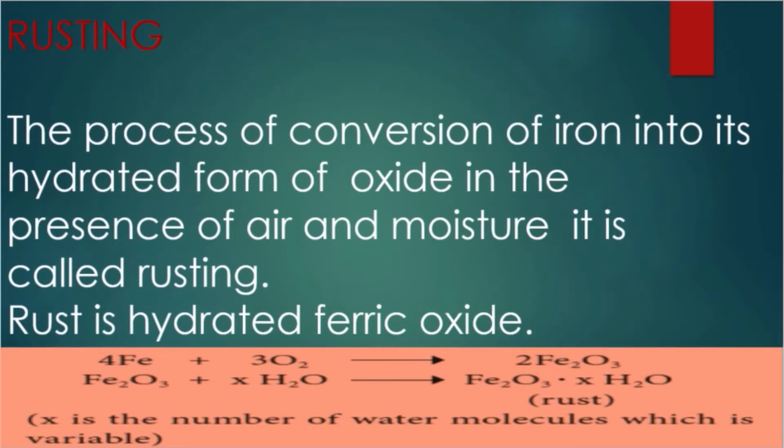Rusting. The process of conversion of iron into its hydrated form of oxide in the presence of air and moisture is called rusting. Rust is hydrated ferric oxide. Fe plus O2 gives Fe2O3. Fe2O3 plus xH2O gives Fe2O3·xH2O. Here x is the number of water molecules, which is variable.